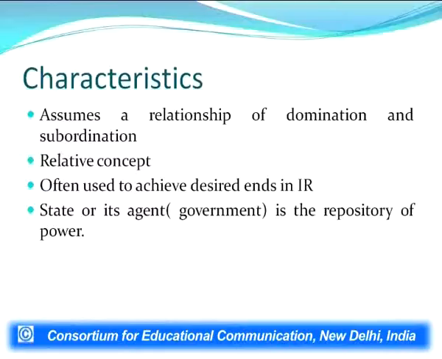Now let us look at the characteristics of power. We have to understand that the most important thing is that it is a relative concept. You cannot talk about power in isolation or in a vacuum. There have to be at least two actors in order for power to be exerted. Whenever it is a concept of relativity, there is a relationship between the different actors, and in terms of power, this relationship is always of domination and subordination. So one becomes a dominant power and the other is a subordinate power.